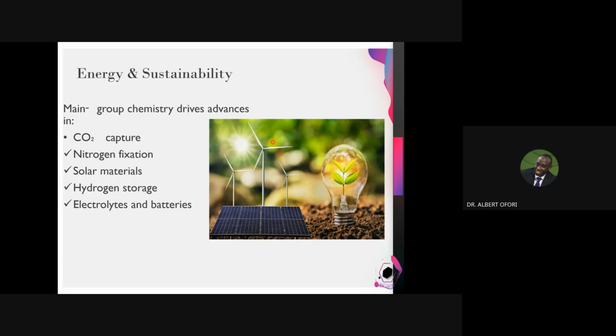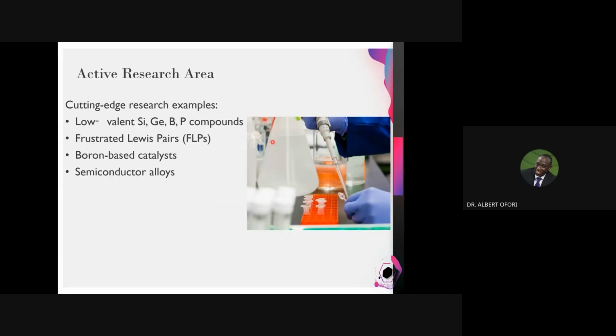So talk of energy and sustainability, then this is main group at play. Well, in terms of area of research, though we know more about them, we are still looking at how we can use them in the application kind of form, especially say boron.